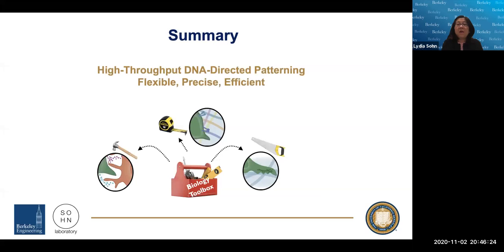So in summary, what I've shown you is a really flexible, precise, and efficient technique, high throughput DNA-directed patterning. It's using very simple photolithography and multi-layer photolithography to create a variety of different patterns. We're able to use DNA hybridization to pattern our cells and our ligands, and the flexibility to pattern different cells, different ligands, from microns to millimeters, all in parallel. It really is quite a remarkable and flexible technique.